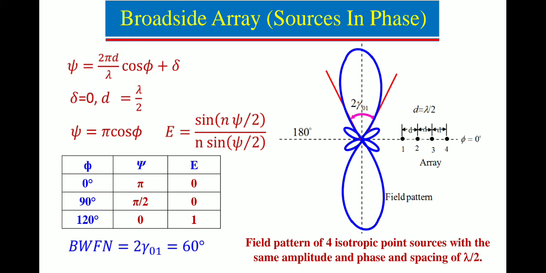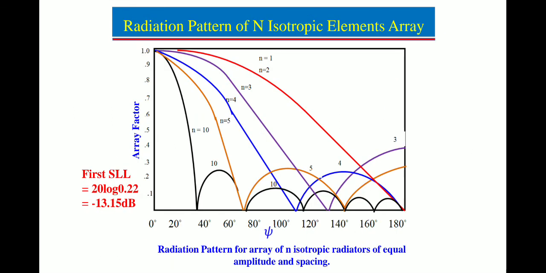So for different values of phi, psi and electric field intensity, that is for 0 degree phi is 0, for 90 degree psi by 2 is 0, and for 180 degree it is 0 and 1. So the BWFN is equal to 60 degree. And this is the field pattern of 4 isotropic point sources with the same amplitude and phase and spacing of lambda by 2.